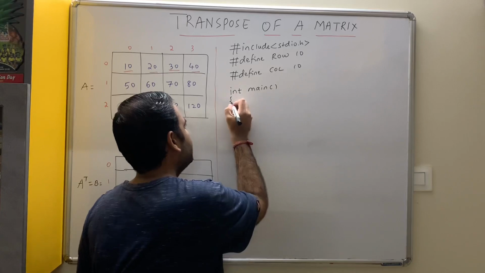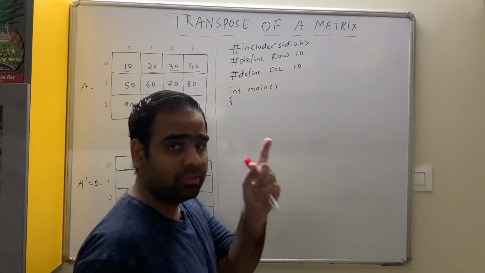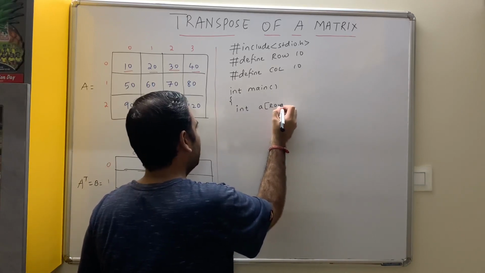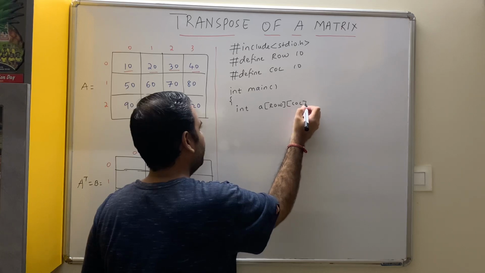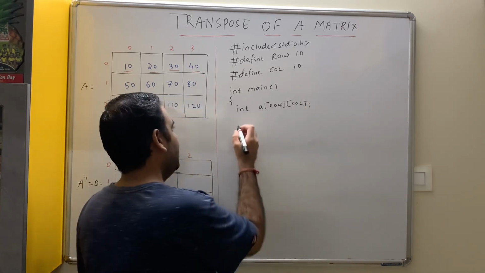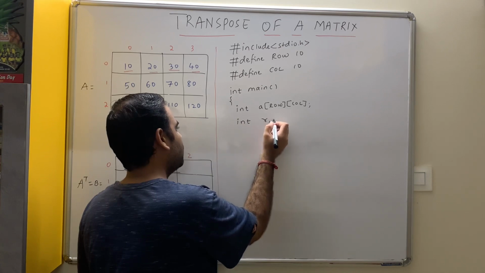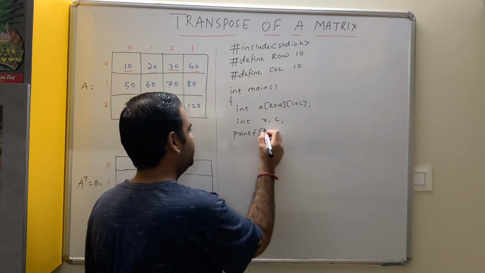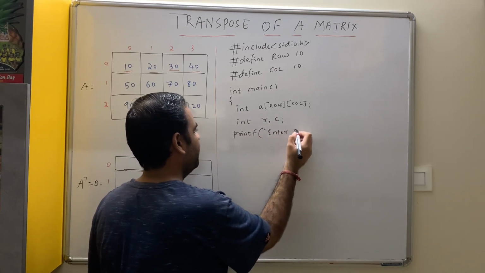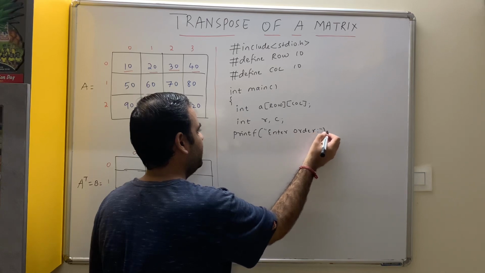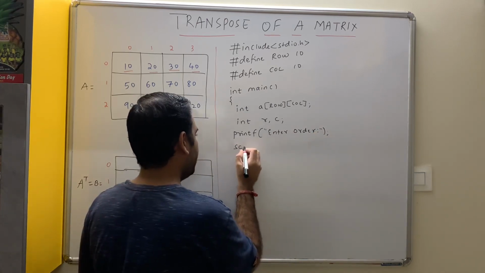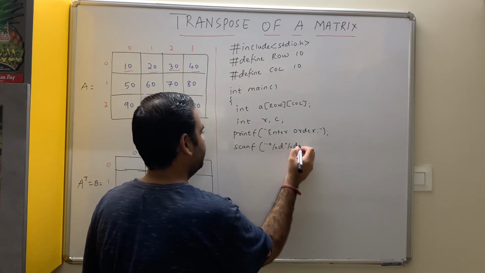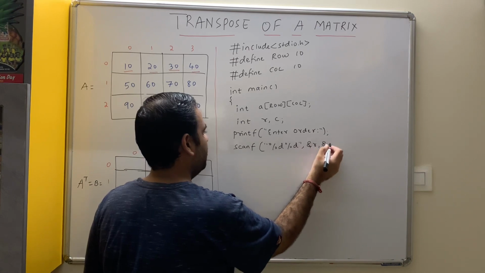I say int main. We need one matrix whose transpose has to be found. Therefore, I say int A of ROW COLUMN. This gives a matrix of order 10 cross 10. Let the order of the matrix be R cross C, and we want to read the order of the matrix. We say printf enter order of matrix. And how do we read it? We say scanf %d %d ampersand R ampersand C.